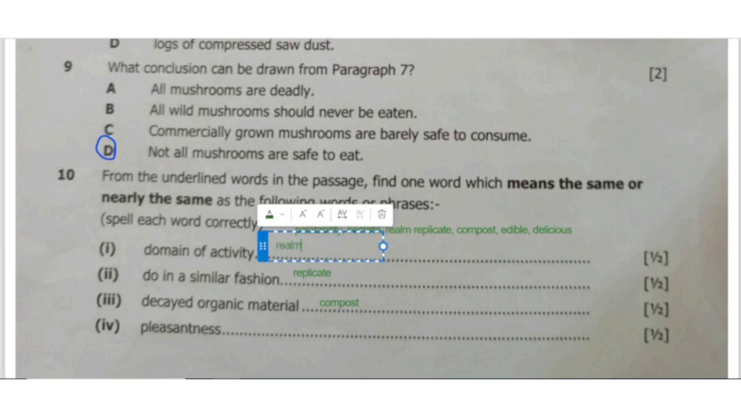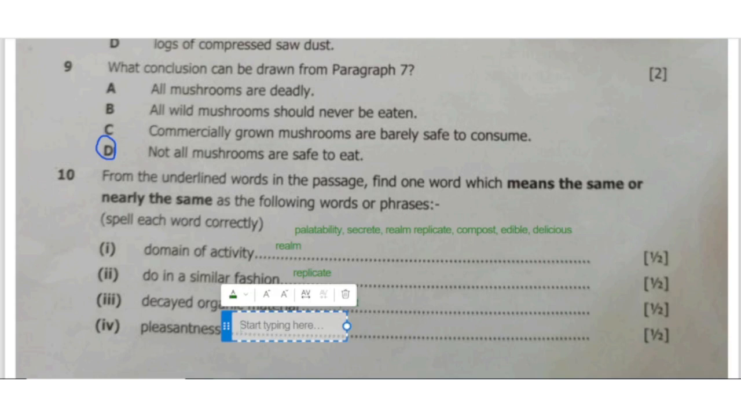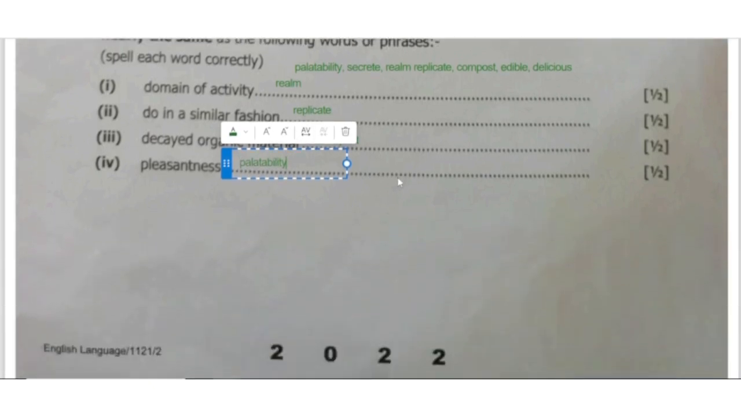Then we come to this one. If we talk about edible, something that you can eat, delicious, something that is nice. So the correct word for prisoners is palatable. Palatability, sorry. Palatability. Okay. So those were the 4 words that were needed to be put here.